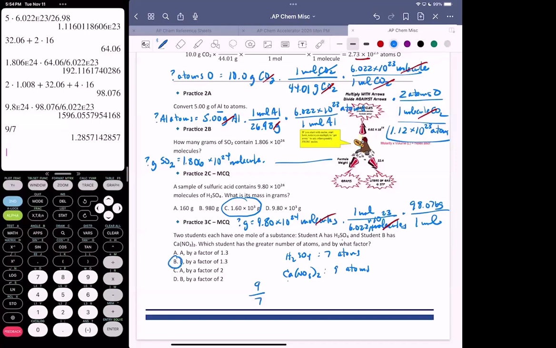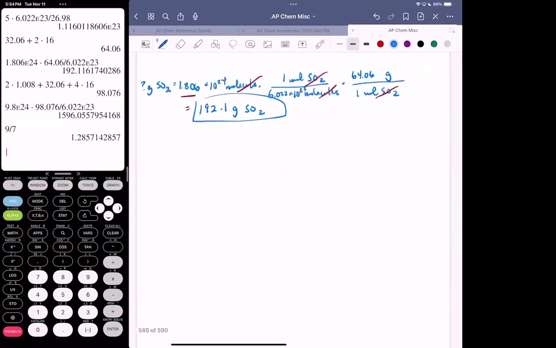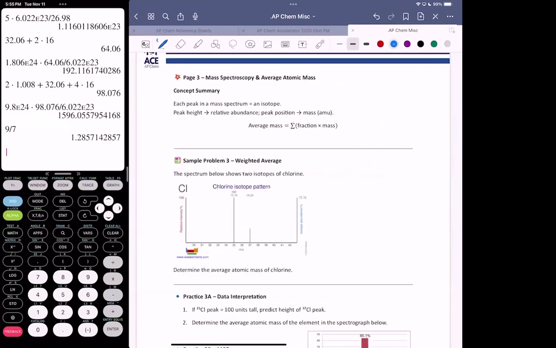Okay, let's move on to section 3, mass spectroscopy and average atomic mass. Remember, when you have a mass spectrograph, each peak is the mass of a certain isotope, and the height indicates the relative abundance of that isotope. And remember, the average atomic mass is the sum, that's the sigma, of the fractional mass times the mass of each isotope.